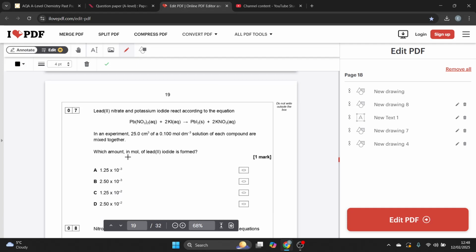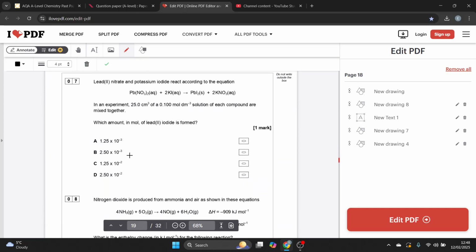Question 7, lead 2 nitrate and potassium iodide react according to the equation. In the experiment, 25 centimeters cubed of a solution of each compound are mixed together. Which amount in moles of lead 2 iodide is formed? So 25 divided by 1000 times by 0.100, I get 0.0025, which is 2.5 times by 10 to the power minus 3. That's a 1 to 2 mole ratio, so that should be 0.50.